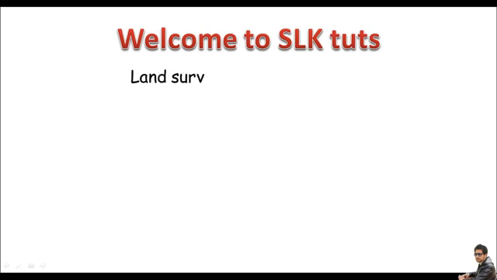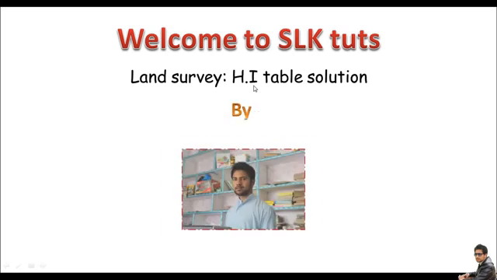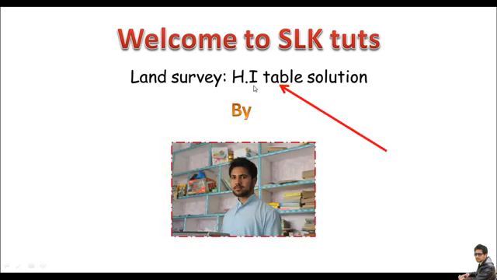Here in this section, we'll be talking in detail about the calculation or the solution of the HI table in land survey. The HI table is also known as the line of collimation table. So you will learn how to solve a line of collimation table if you are a land surveyor. Alright, let me come straight into the solution.